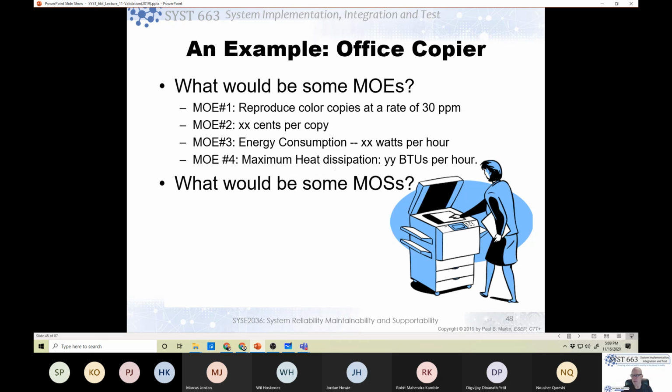What would be some MOSs? Not trying to trick you. We already talked about three or four of them, so you can just yell them out.